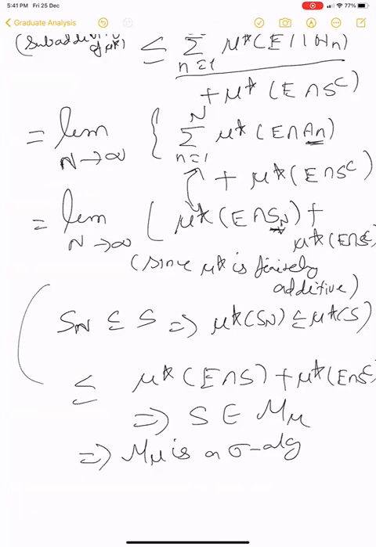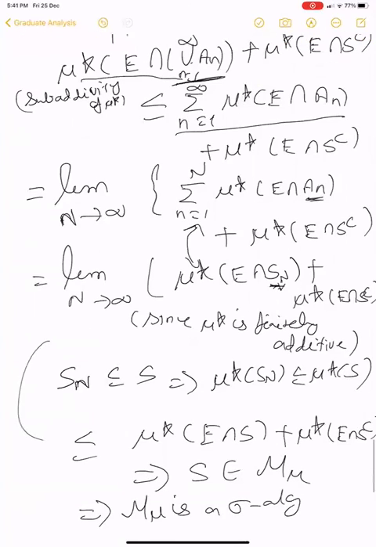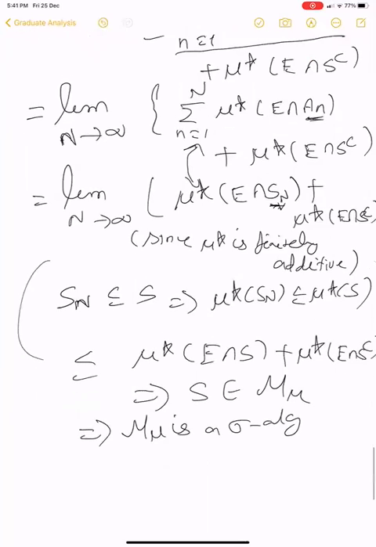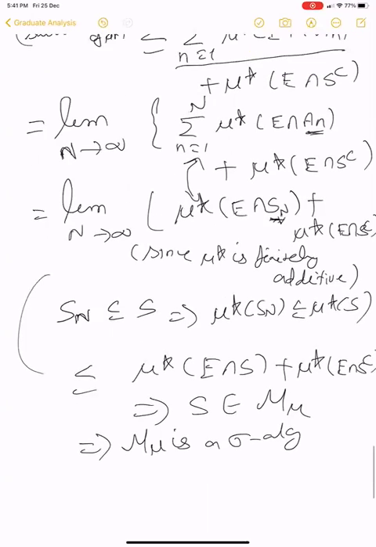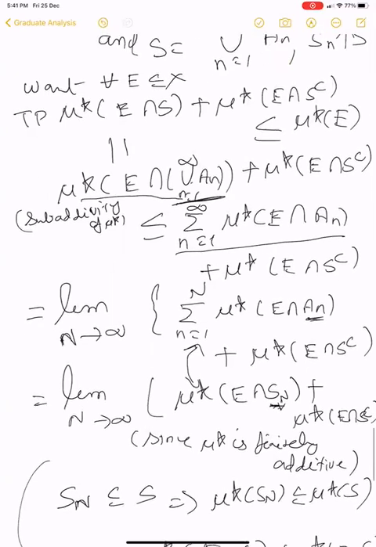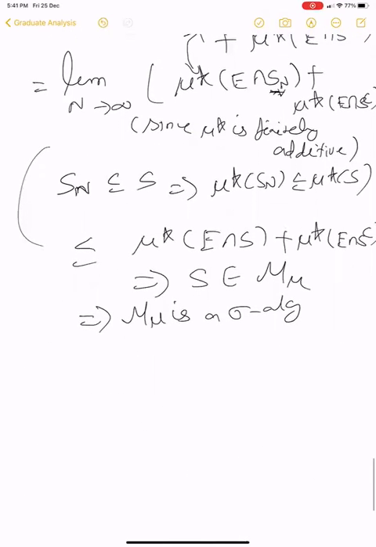Is there a problem? Is it clear? Sir, at the end, we should show that it's less than or equal to mu star of E, right? We started with mu star of E, we want to show. Correct. But what did we get? We got that that is equal to this. We started with mu star of this and got back to that. So we have to get E.